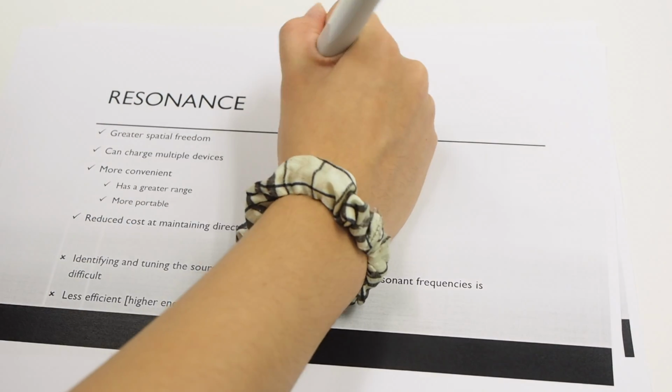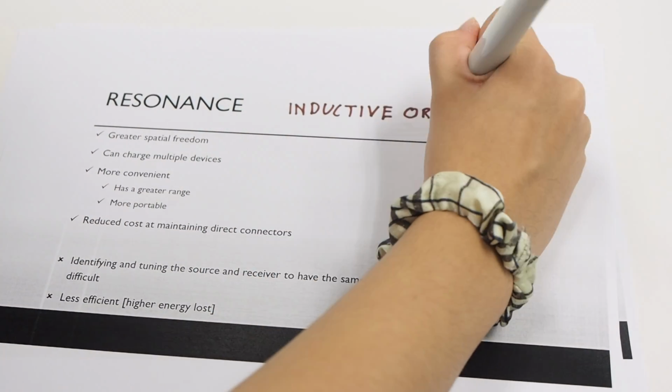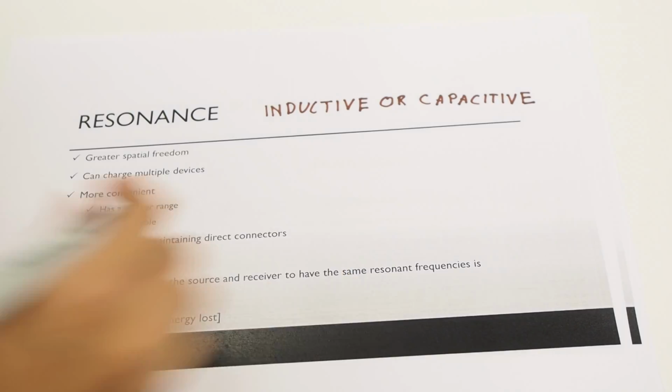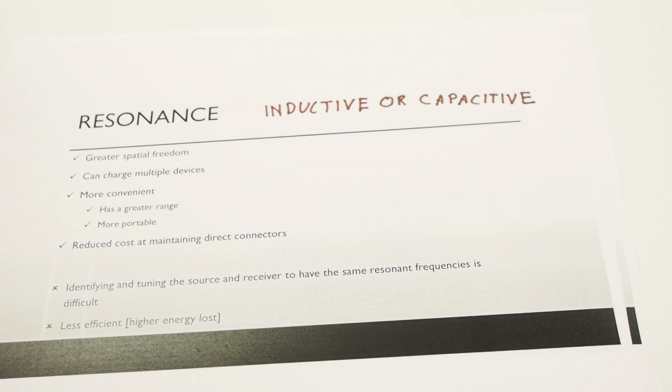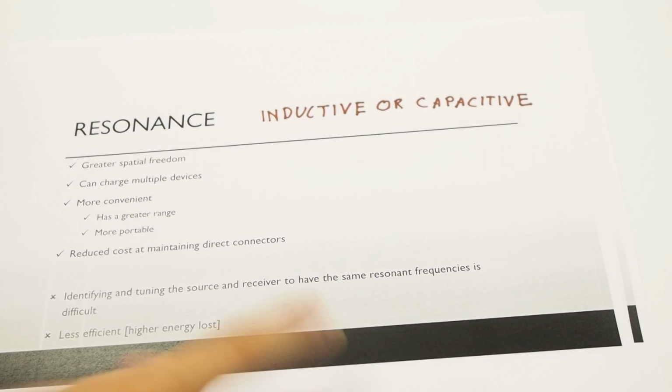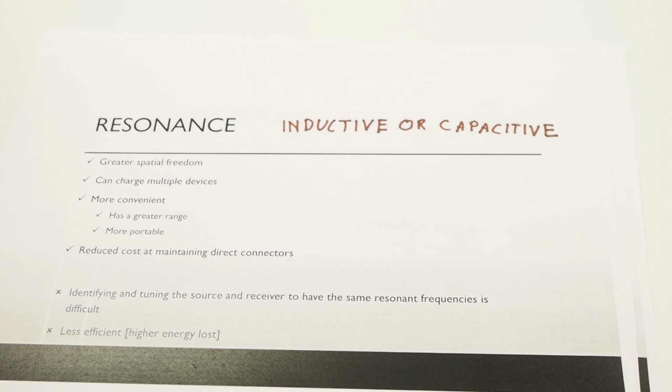Both inductive and capacitive can be extended by resonance. Resonance has very little need to have the source and object precisely aligned and would be able to charge multiple devices. Combining this with the extended range resonance provides, using resonance for wireless power transfers would be more convenient for the user. The cost of maintenance is also less than induction, since there are no direct connectors.